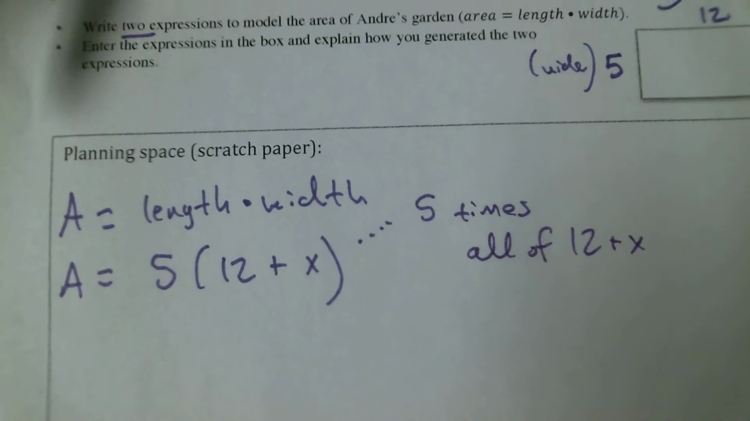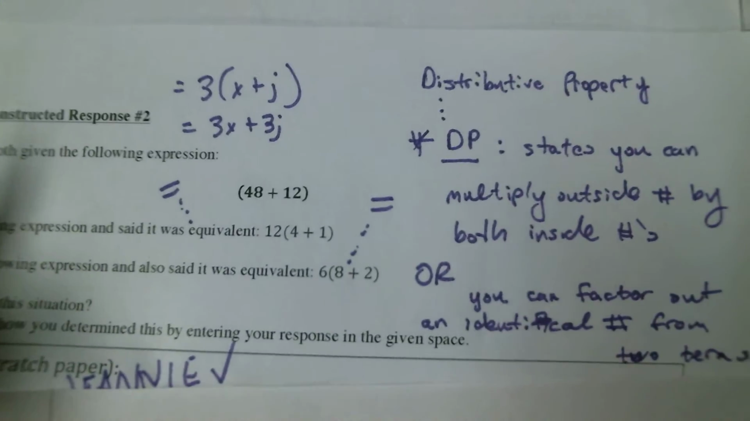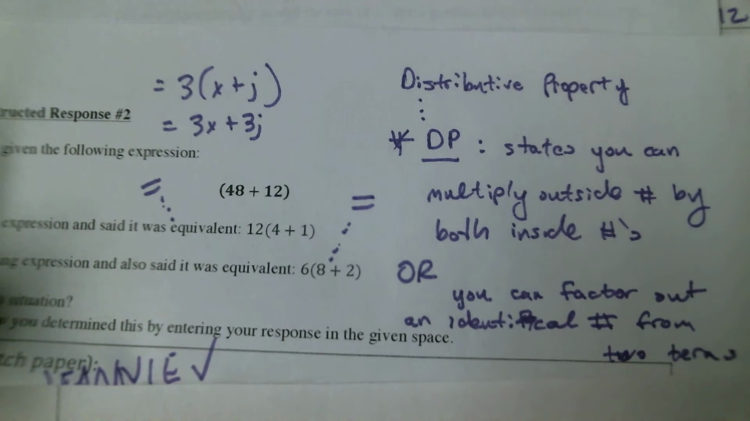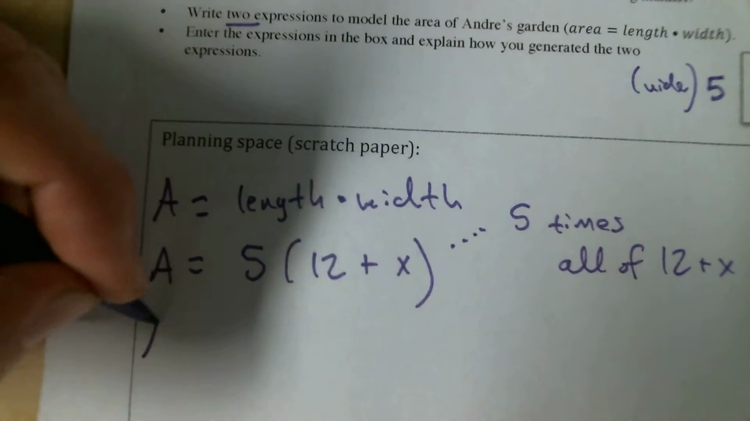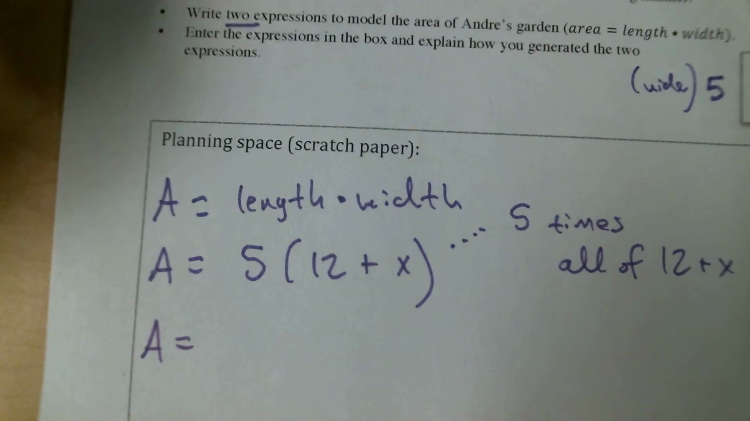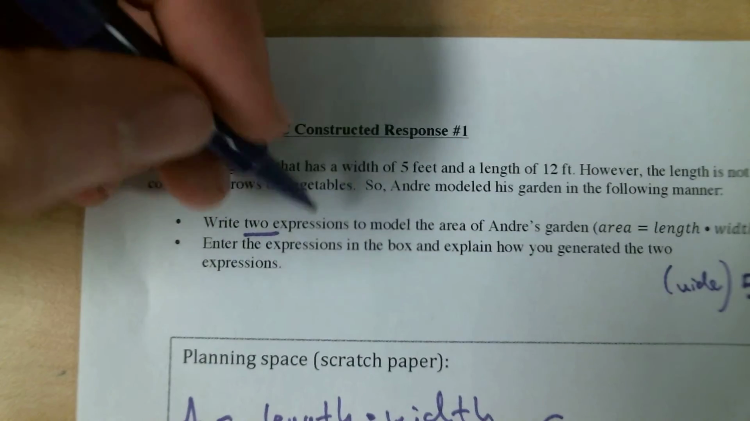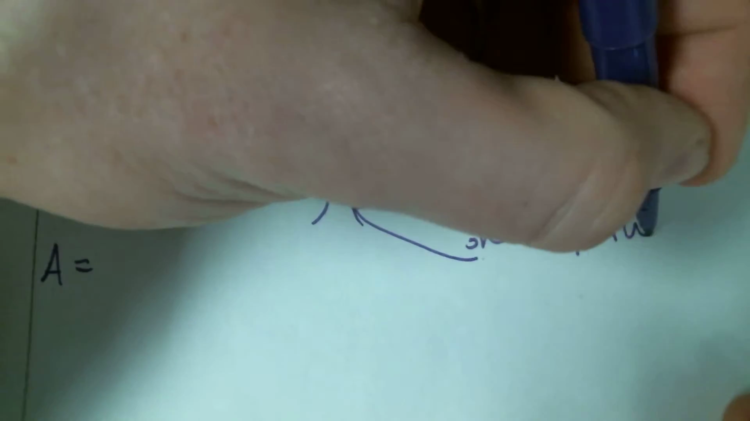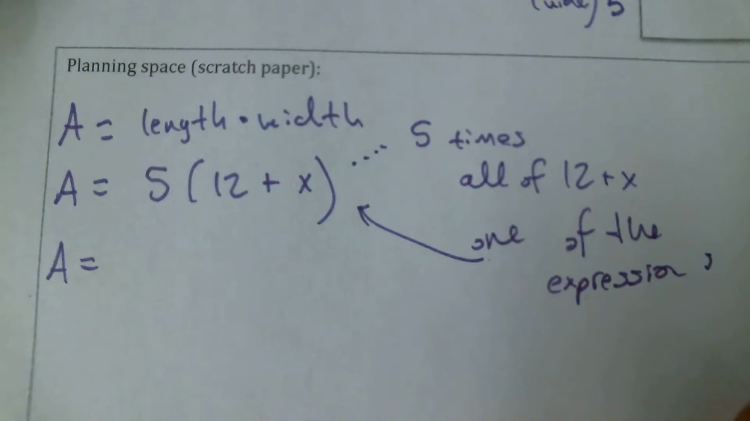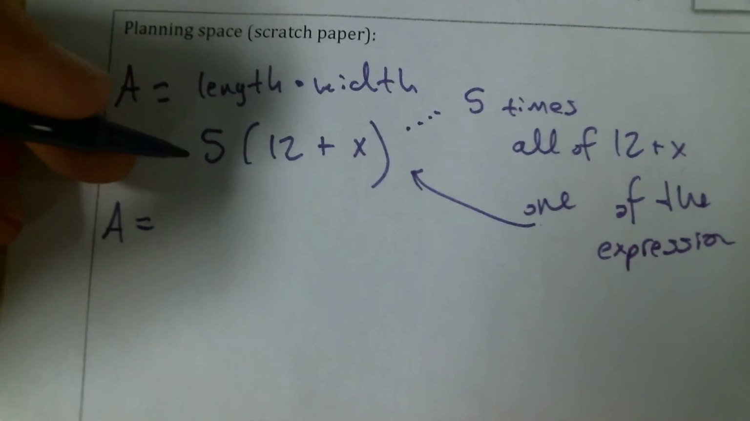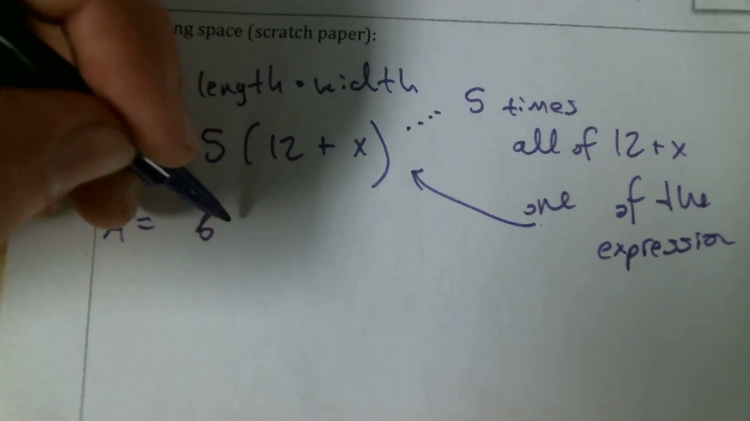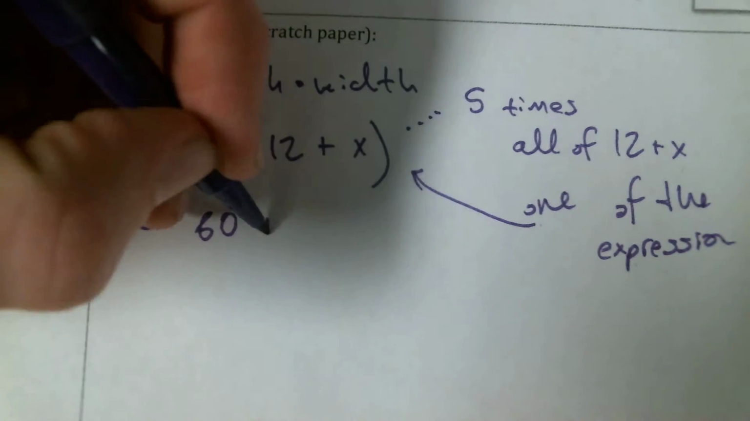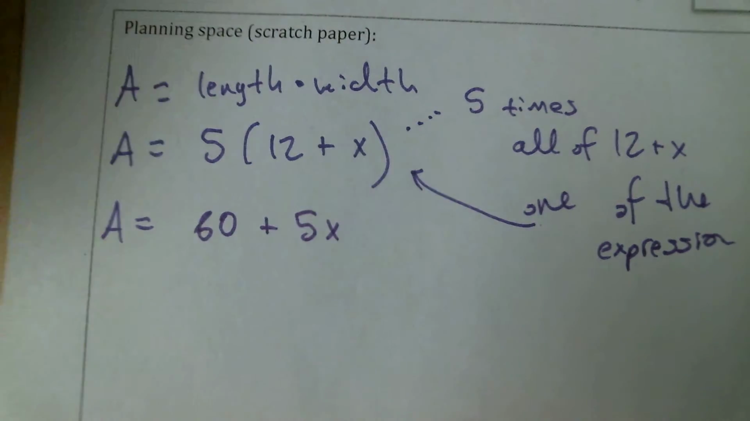So it looks like we're going to need to use what we know about the distributive property here. You can multiply that outside number by both inside numbers. So here's what I can do. I already have one expression because it said write two expressions. So here's one of the expressions. Nice. All right, let's keep going. I just do 5 times 12. That gives me 60. And then 5 times x would be 5x. So there's the other expression.